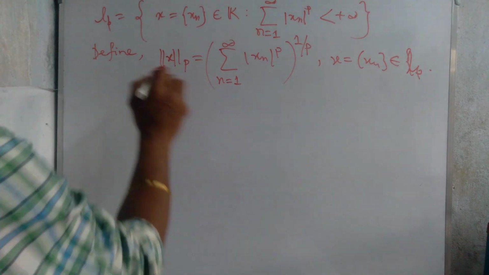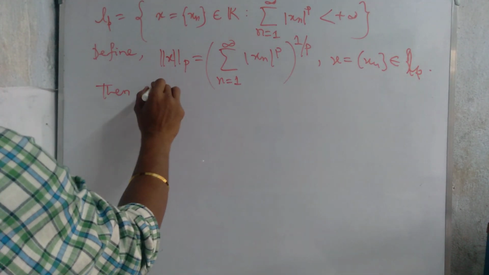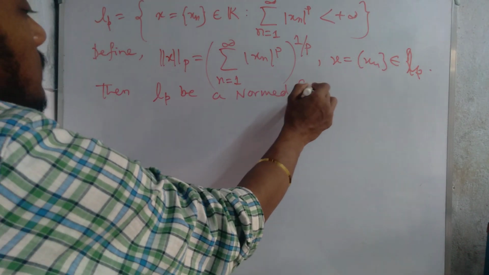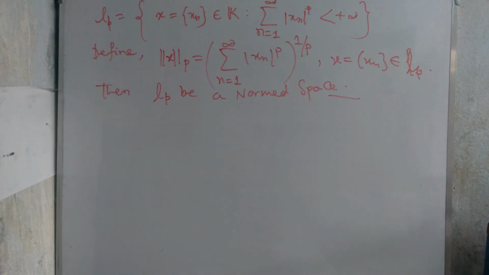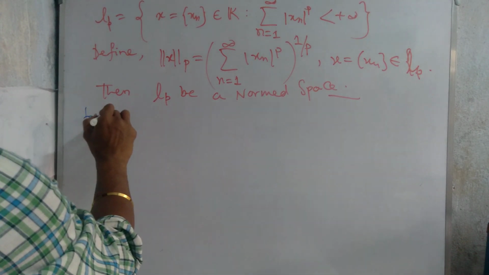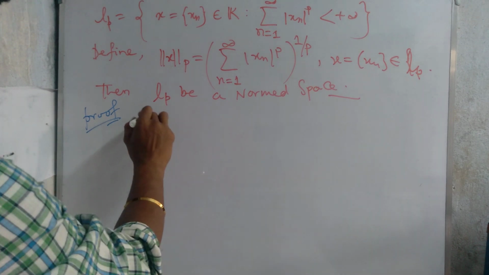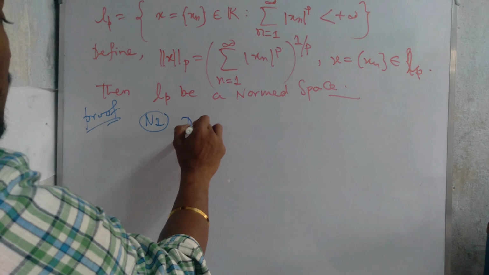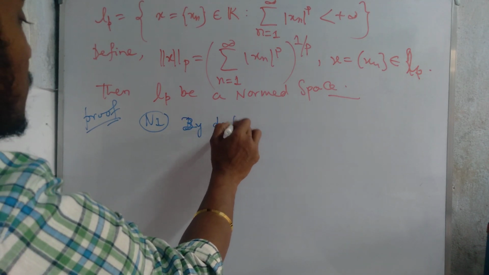Understand? Then what do we have to prove? We have to prove that l^p is a normed space. Same thing: if this norm ||x||_p satisfies all the conditions of a norm, then we are done. How do we do it? We proceed. Now write the proof, starting with the first condition. We know this by the definition of norm.